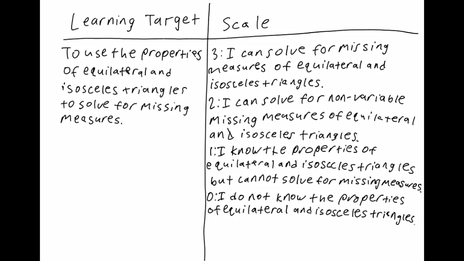And in the scale, a 3, you can solve for missing measures of equilateral and isosceles triangles. 2, you can solve the non-variable missing measures, meaning if there's no variables in it, you can solve for the missing measures. 1, you can't solve for missing measures, but you know the properties. And 0, you don't know the properties at all, so you can't really do anything. Let's get started.